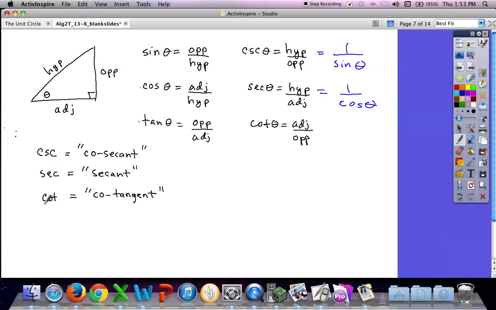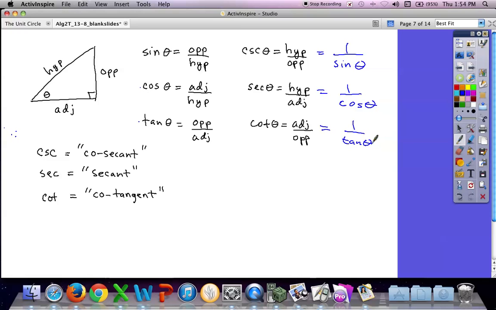And the cotangent, C-O-T for cotangent, tangent is opposite over adjacent, cotangent is adjacent over opposite. Flip it. So it's easy to say tangent, cotangent, those two ought to be reciprocals of each other.